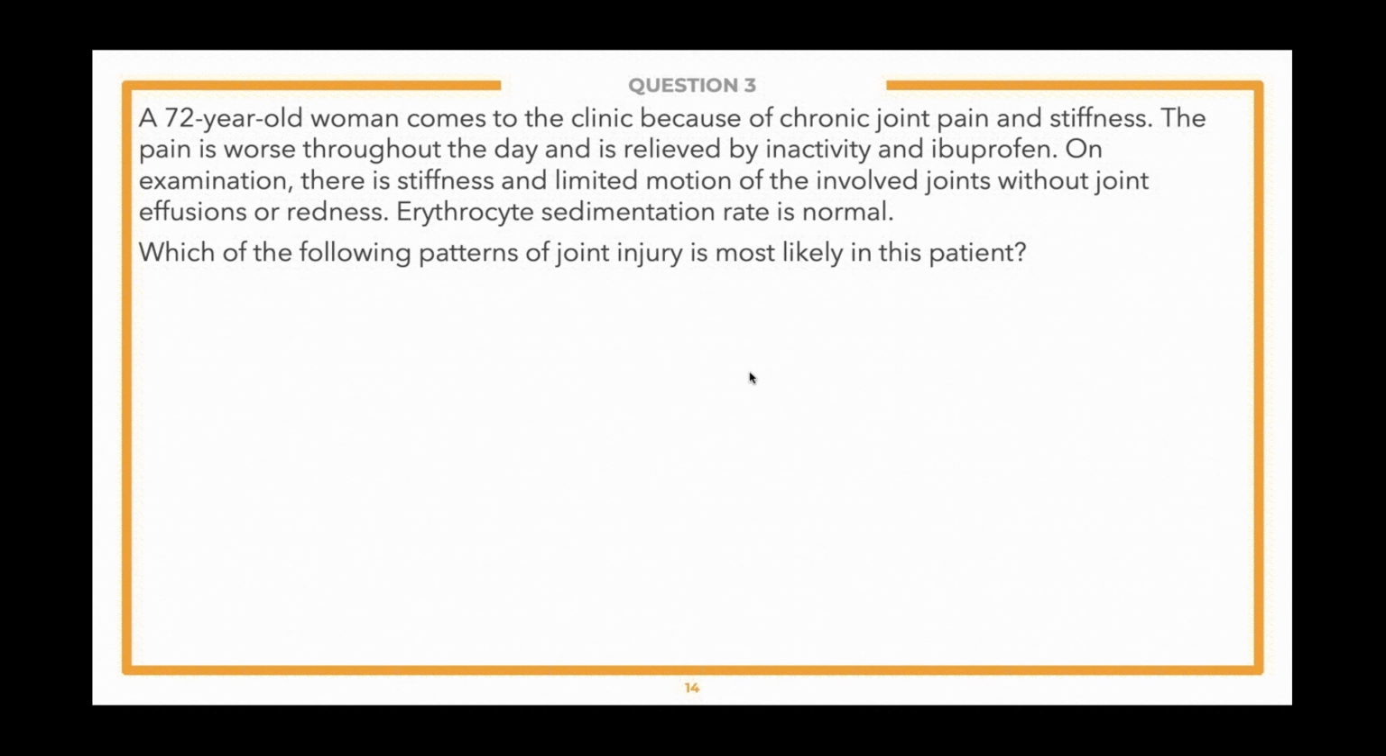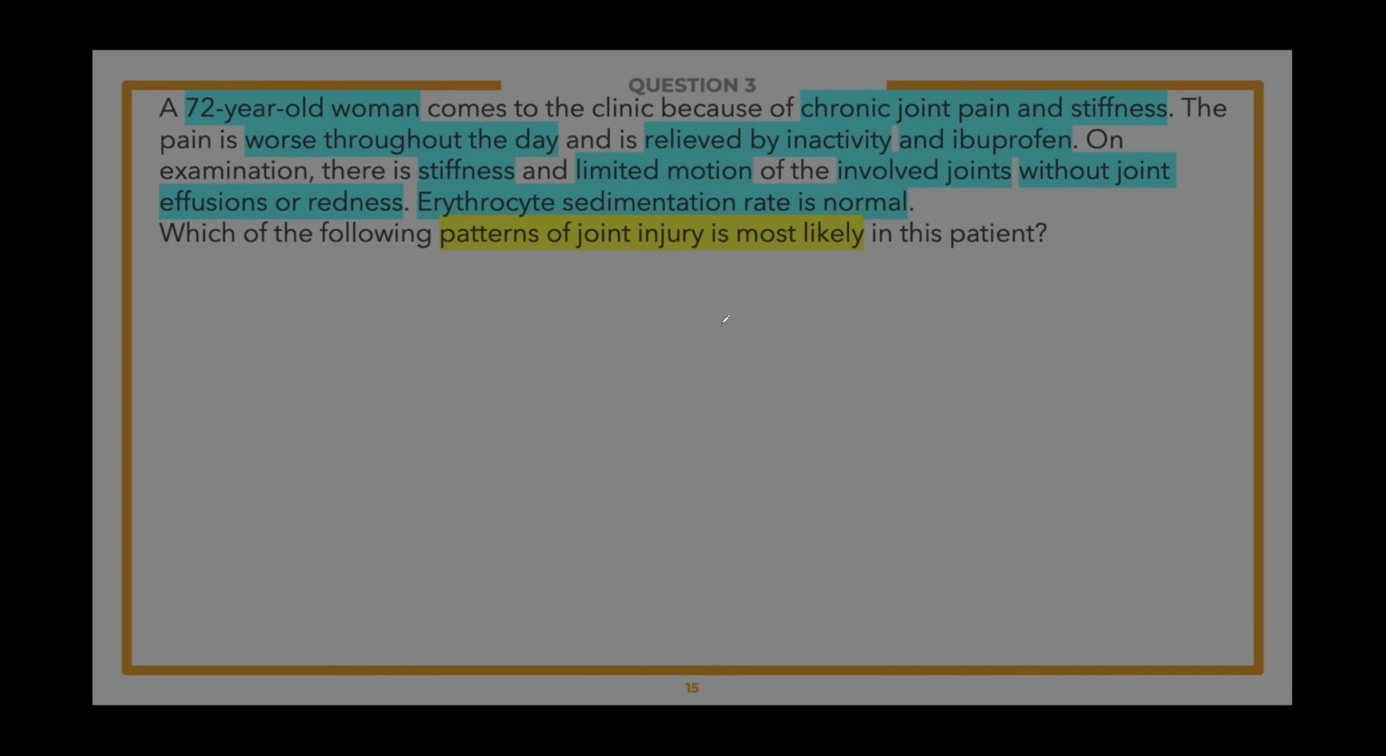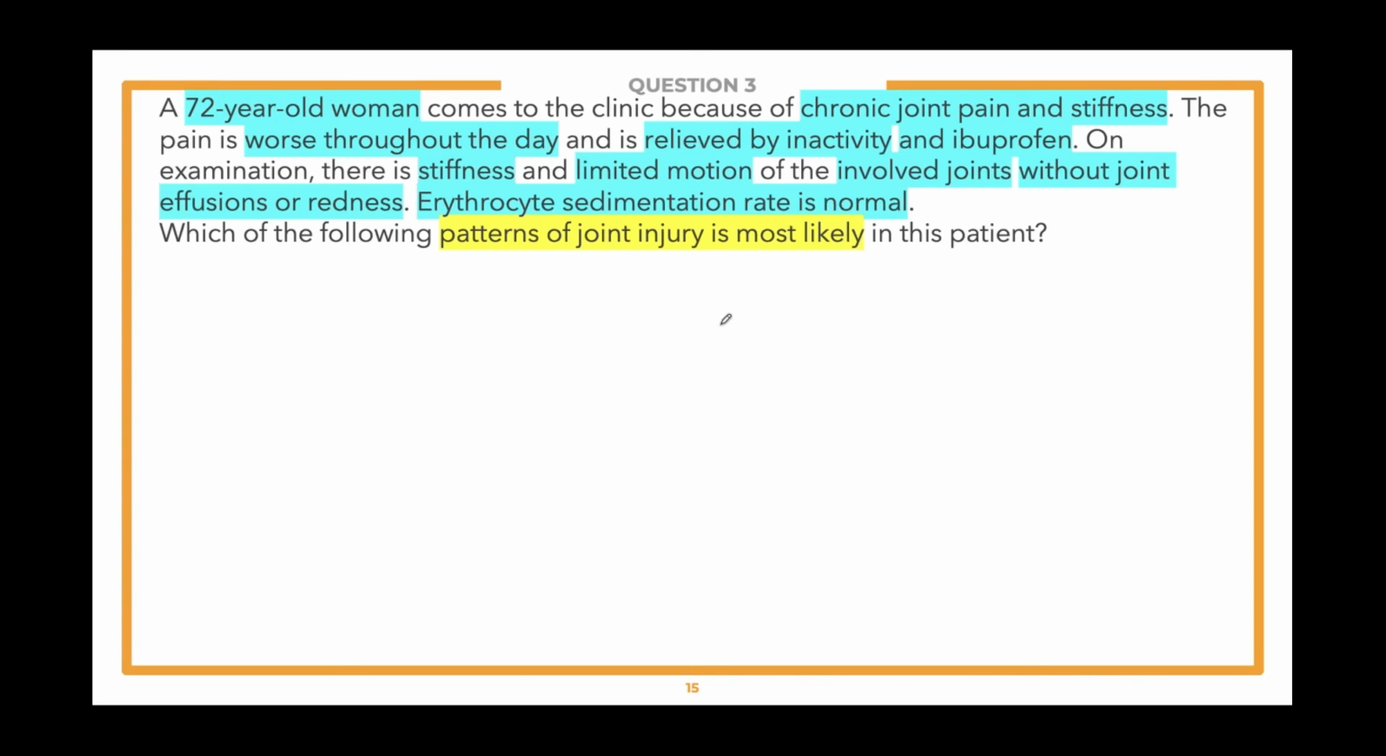Thank you, Sean. So what we're going to do is, once again, show you what we think are the important clues in this vignette and lead-in. Okay, so we've got a 72-year-old woman, so now an elderly patient. She is coming to be seen because of chronic joint pain and stiffness. So we know it is a chronic issue.